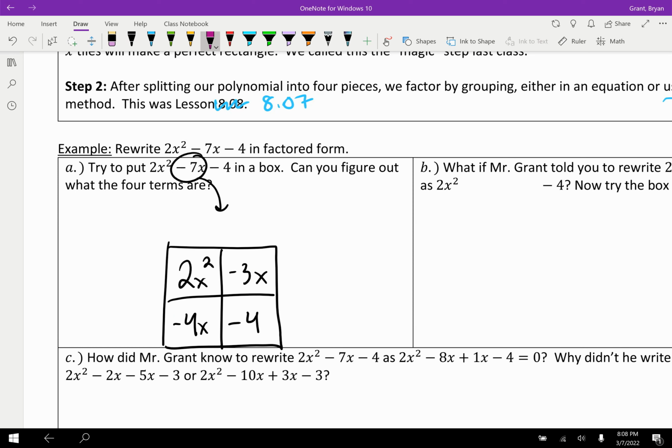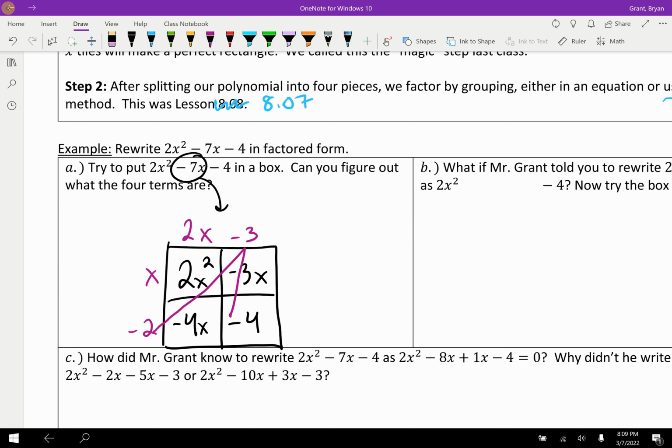Okay, let's see if I got it right. Well, 2x squared and 4x, they each have a 2 in common and an x. 2x times x is 2x squared. 2x times negative 2 is negative 4x. x times negative 3 is negative 3x. It's looking good so far. Let's check the bonus box. Drat.